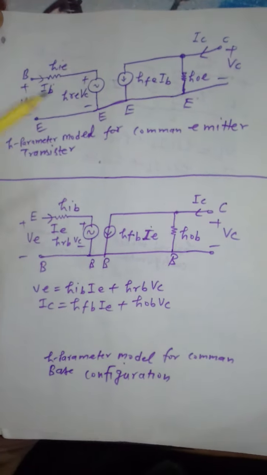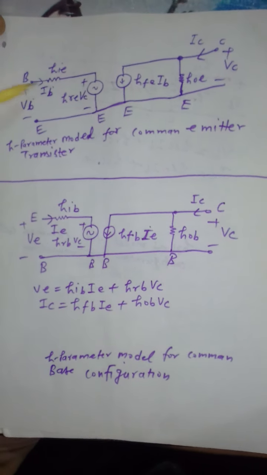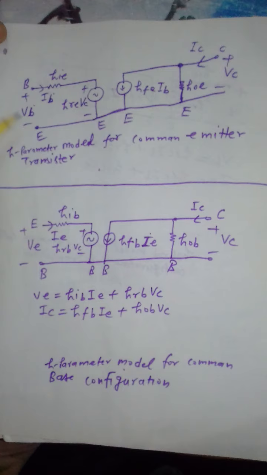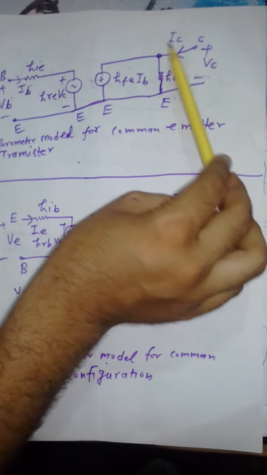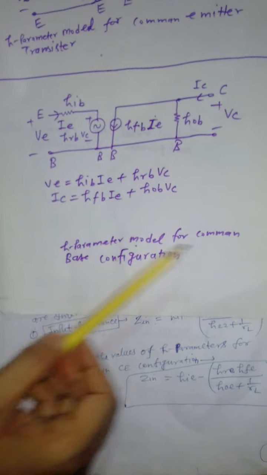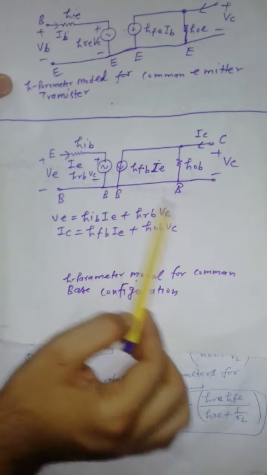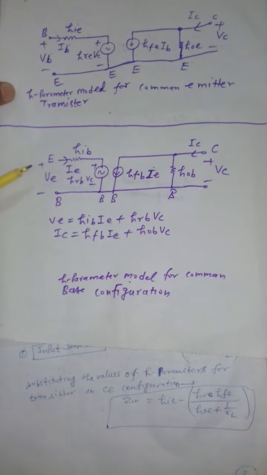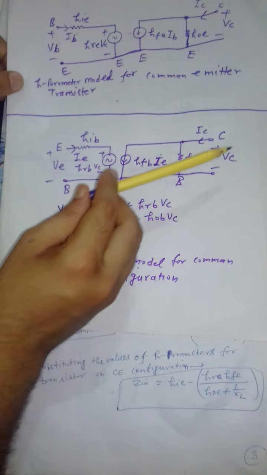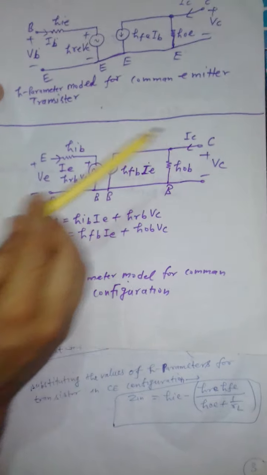Now see here, the input current is IB and the input voltage is VB, the base voltage. So IB and VB are the input side voltage and current. VC and IC are the output side voltage and current. Similarly, if you want to draw the common base configuration of the transistor, then the base will be common between the input circuit and the output circuit. So here the input voltage and current are the emitter voltage and emitter current. These are the input parameters VE, IE, and the output parameters are VC and IC.